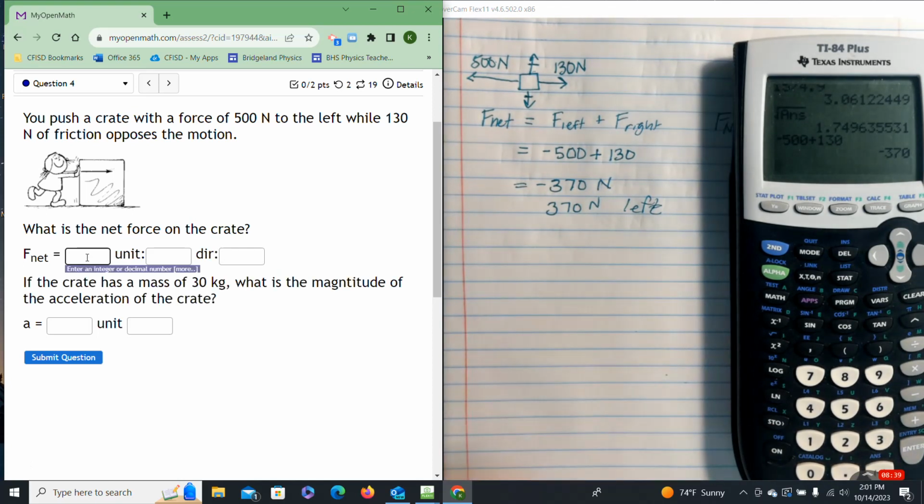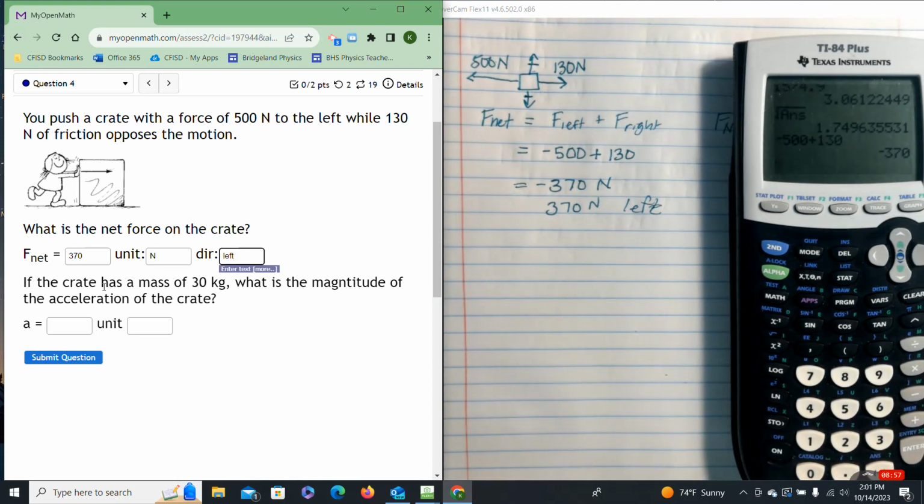In fact, I don't know if it actually wants a negative at all. It might count it wrong. If it gives you a spot for you to type a direction, it wants you to specify it in the same way the question did. And since the question used the term left, it wants us to use the terms left and right. Okay, so 370 newtons to the left.